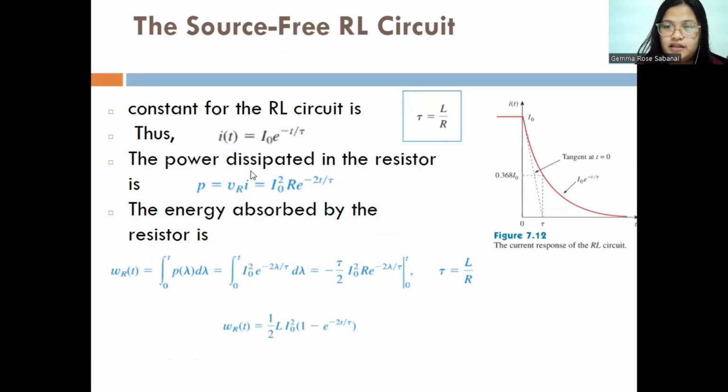The power dissipated in the resistor is p equal to v i, or i squared R, equal to I0 squared R e to the negative 2t over tau. The energy absorbed by the resistor is given by the formula here below. And then this is an example of the current response of the RL circuit.